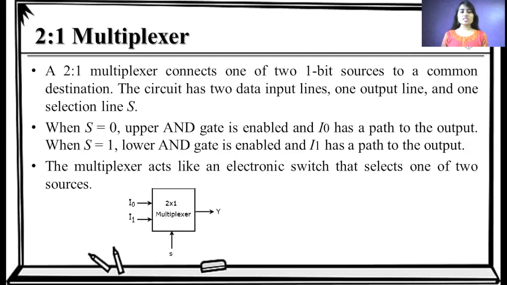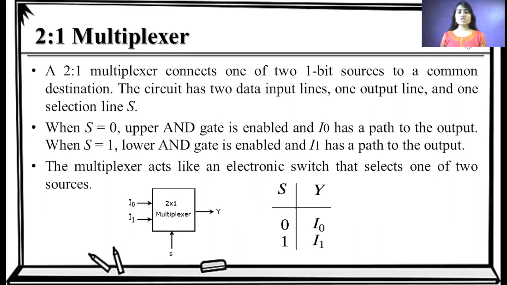Here we have a block diagram of the 2-to-1 multiplexer, with two inputs I0 and I1, one selection line S and one output line. Now according to the value of this selection line, we have one of the inputs at the output side. If S is equal to 0, then output is equal to I0. That means data of I0 is directed to the output side, and if S is equal to 1, then data of the I1 line is directed to the output side. So this is how the multiplexer works.